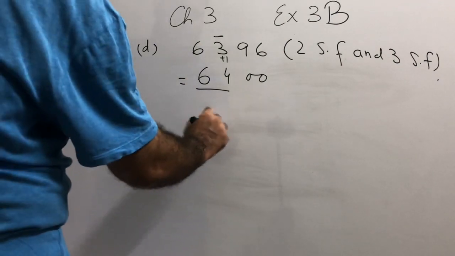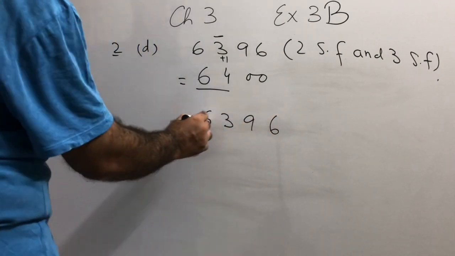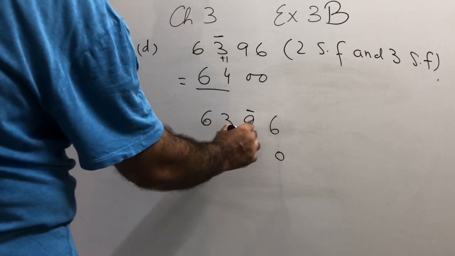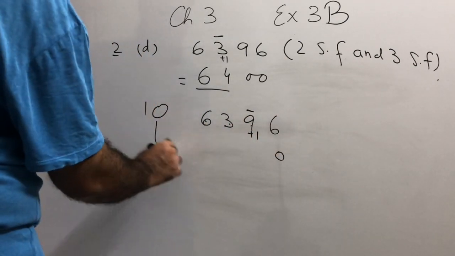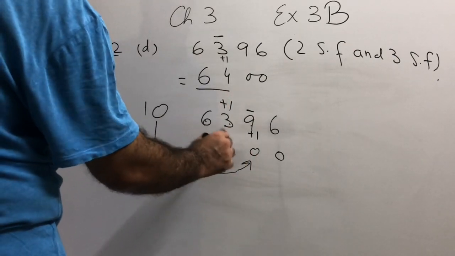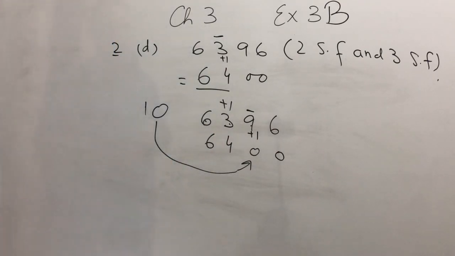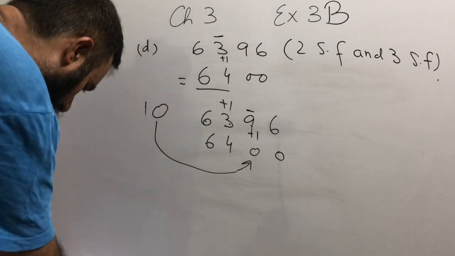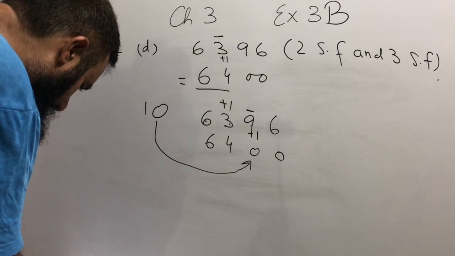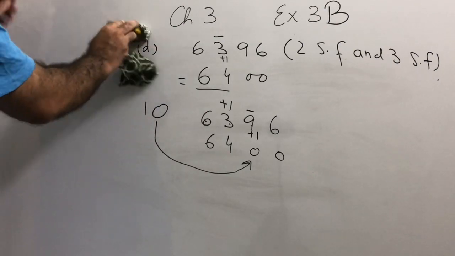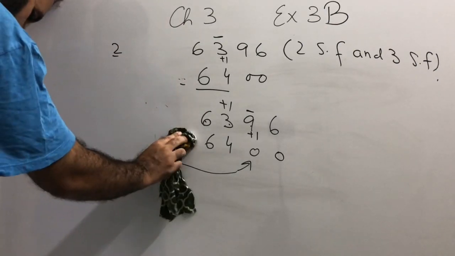When we talk about three significant figures, 1, 2, 3. We round off. This becomes 0. This is greater than 5. It becomes 9 plus 1, 10. This 0 comes here. This 1 will be carried forward to this. 3 plus 1 is 4. 6, 4, 0, 0 is the answer when we talk about three significant figures. This was part D. Then we move to part E.